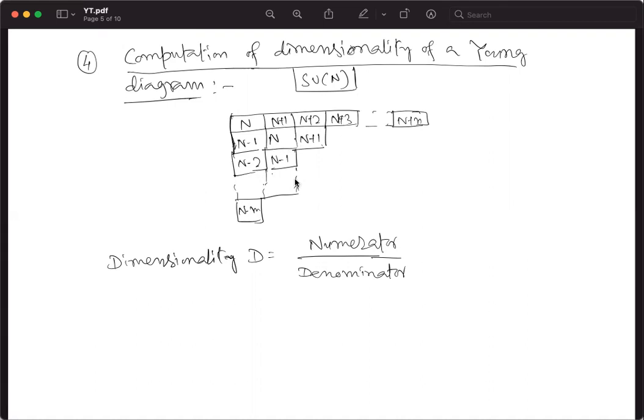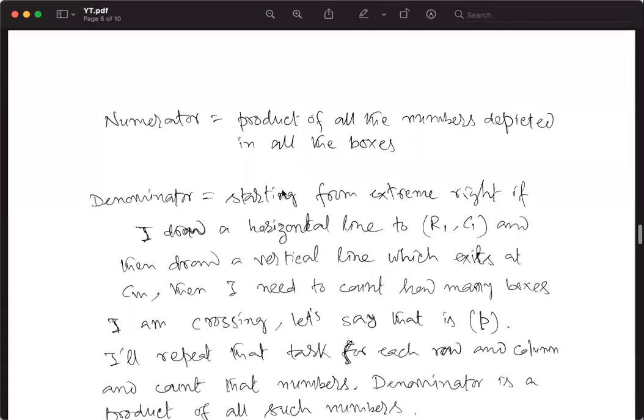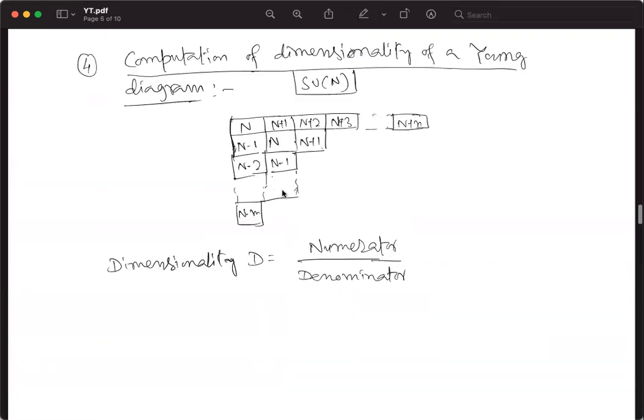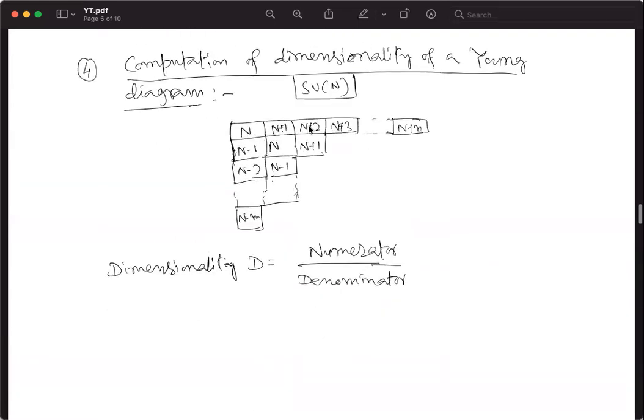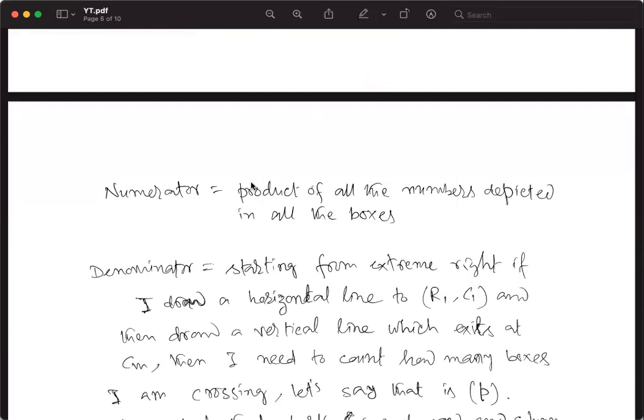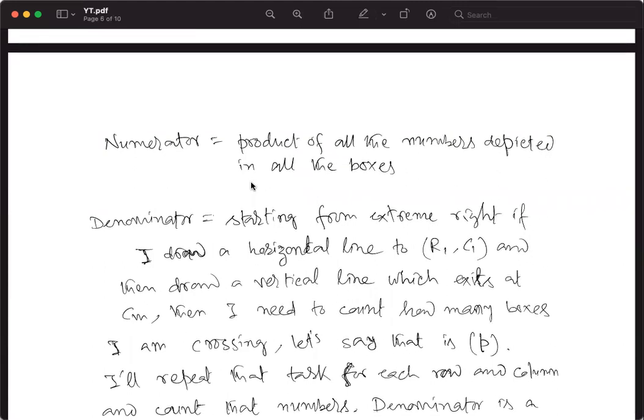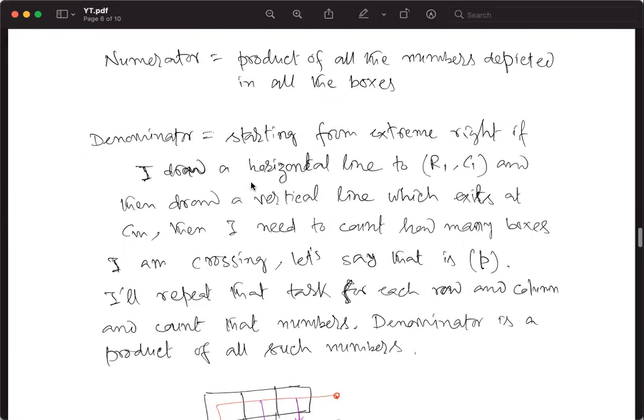Then the dimensionality of this diagram is basically d, which we can write as a numerator by denominator. So the next target is to compute this numerator and the denominator. What is the numerator? The numerator is the product of all the numbers depicted in all the boxes. If you look into this diagram, you can see there are some numbers I have put inside: n, n plus 1, all these numbers. So you collect all these numbers and take the product of all of them, and that will give you the numerator. We will describe this in detail and in a much more transparent way through some examples later. And then we have to calculate the denominator.